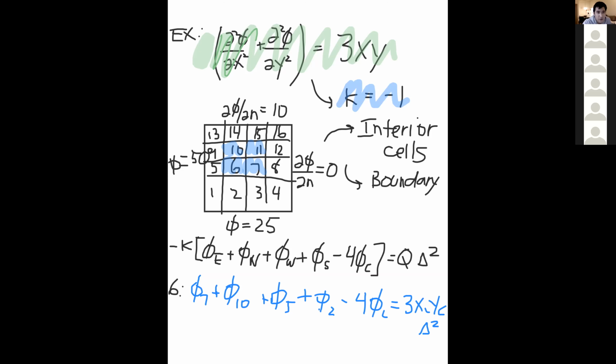So I'm not going to do 7 and 10 and 11 because they're kind of the same. As long as you can pick out which neighbor is which and plug those into the equations, then they all follow the same trend. Okay. All right. Any questions on this before we do some of the boundary cells?